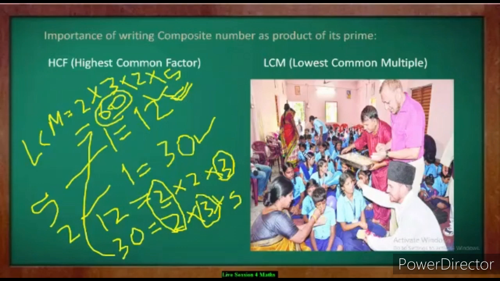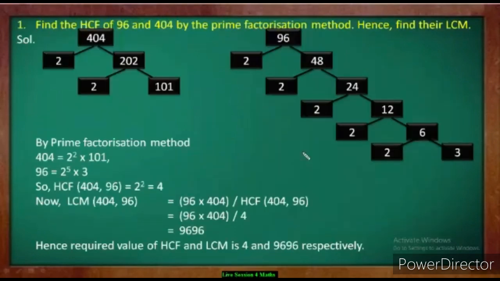Okay, good. Now my dear, let us take one question from your book. The question says: find the HCF of 404 and 96 by the prime factorization method and hence find the LCM. So this is a tree diagram. When we find the prime factors, first of all we find the least factor which will divide this number. So 404, the least factor for this is 2. So 2 can divide this.